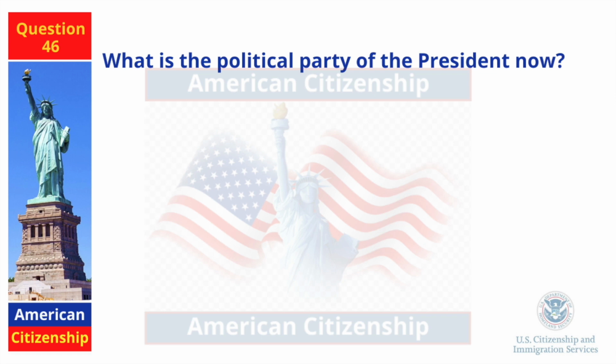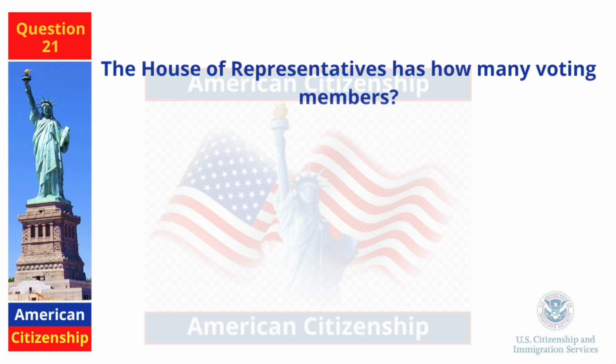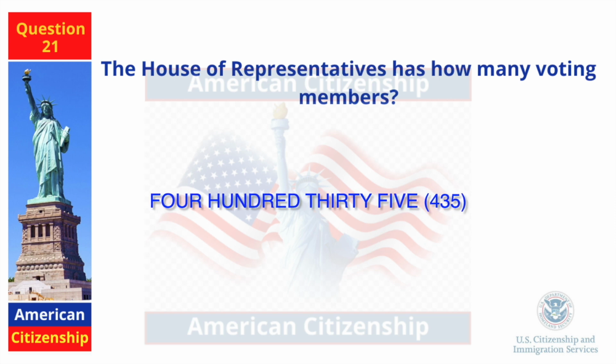What is the political party of the president now? Democratic Party. The House of Representatives has how many voting members? 435.